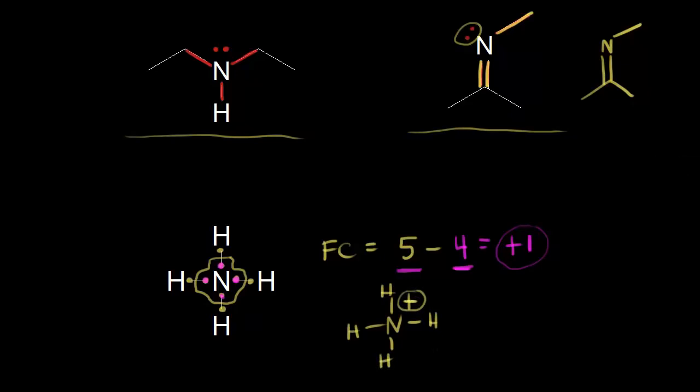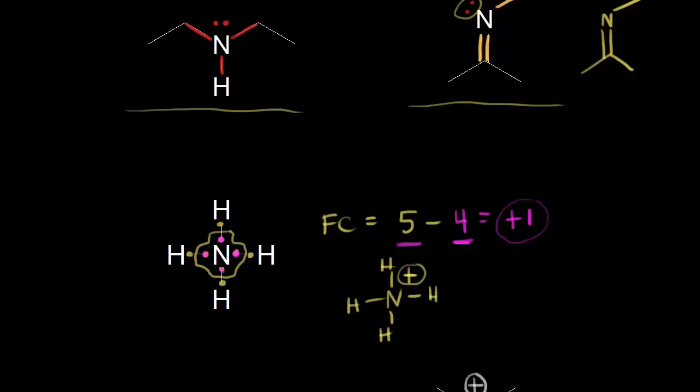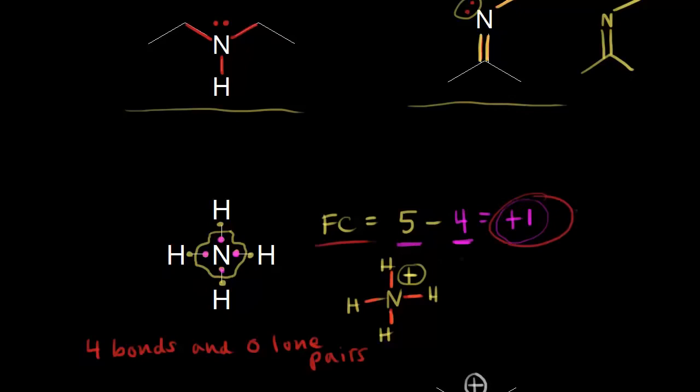So this has a formal charge of +1, so we have another pattern to think about here. So let's draw that in. We have 1, 2, 3, 4 bonds, and 0 lone pairs of electrons. So when nitrogen has 4 bonds and 0 lone pairs of electrons, we've already seen the formal charge should be equal to +1.